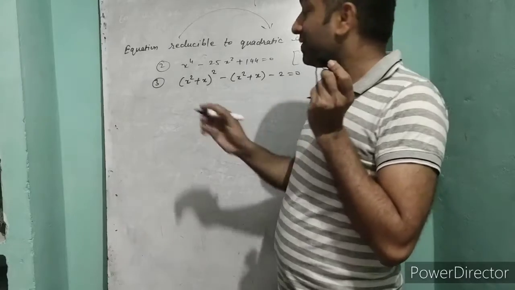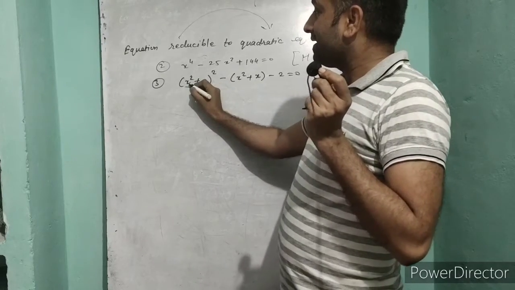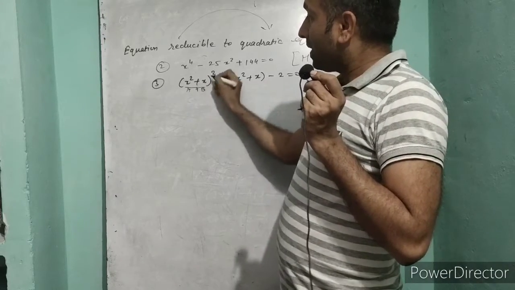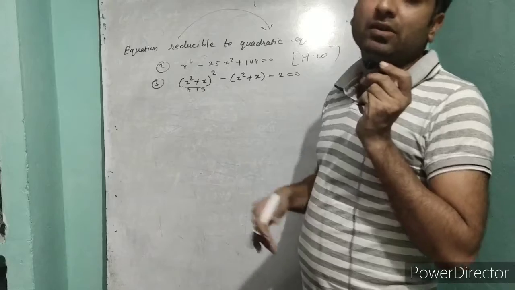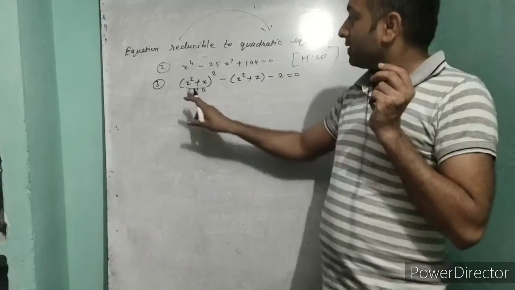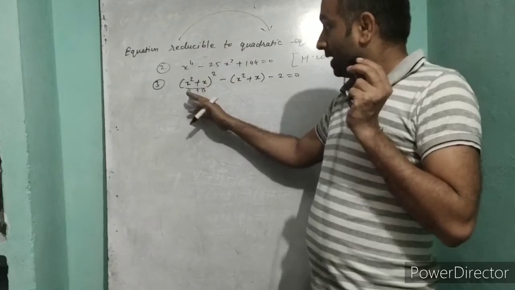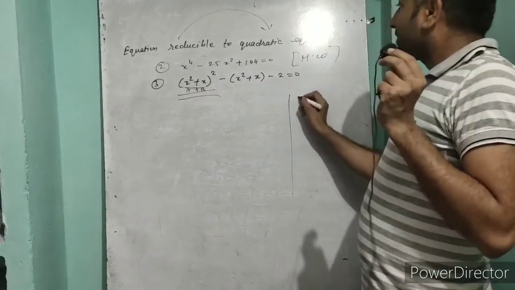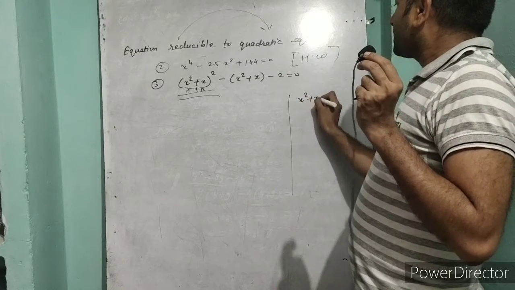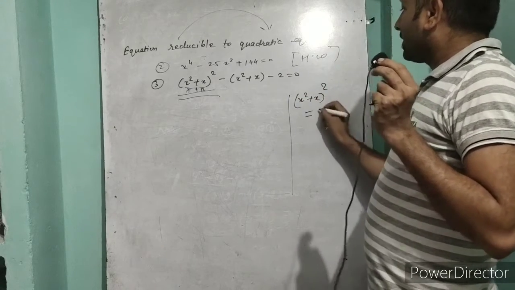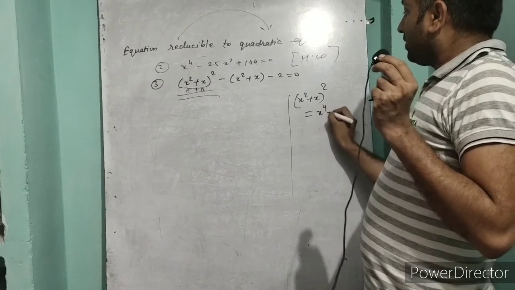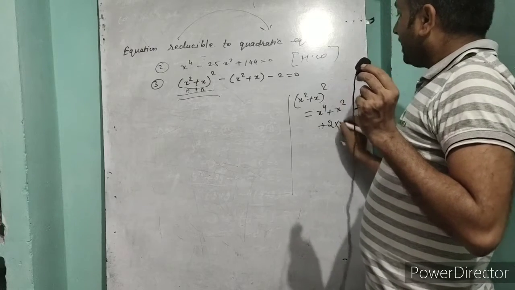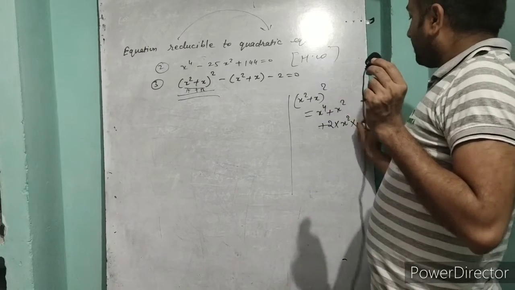Why is it a biquadratic equation? Actually, you see here, it is (x square plus x) to the power 2, which means it is in the form of (a plus b) to the power 2. And (a plus b) to the whole square is a square plus b square plus 2ab. So a square means x to the power 4, plus b square means x square. If you solve it roughly, (x square plus x) to the whole square will give you a square, meaning x to the power 4, plus b square, that is x square, plus 2 into a, that is x square, into b, that is x.